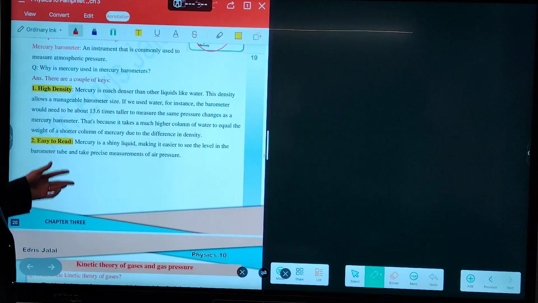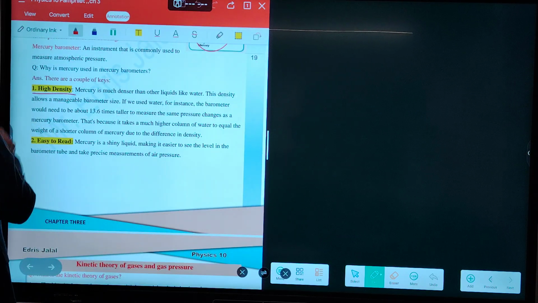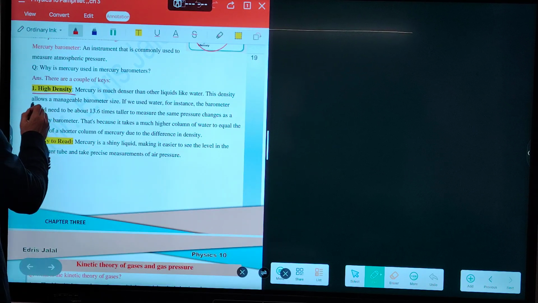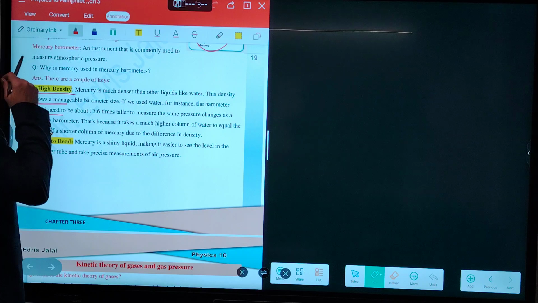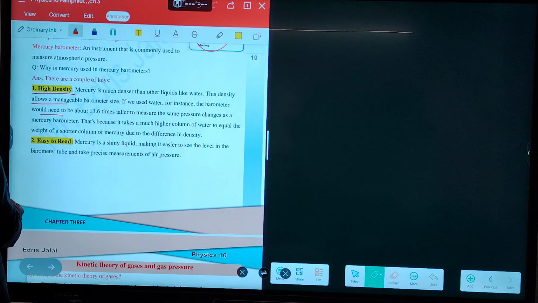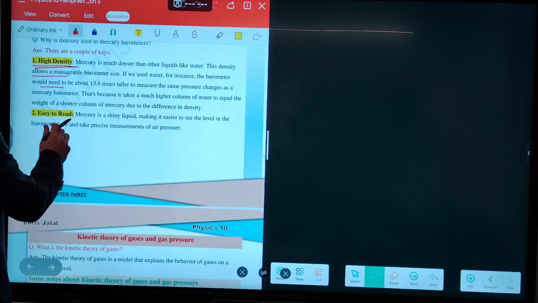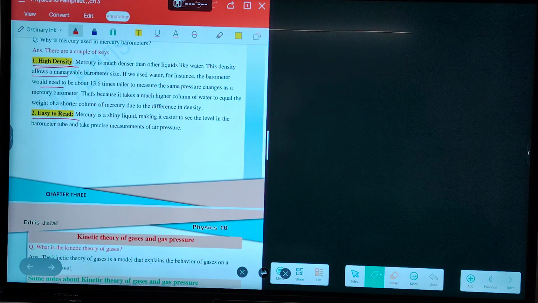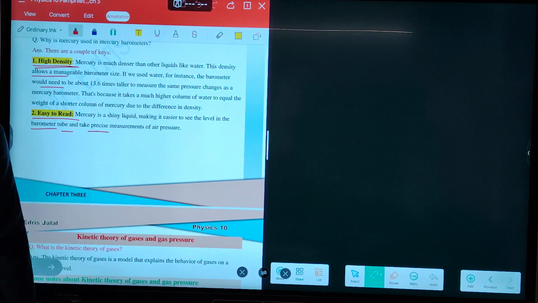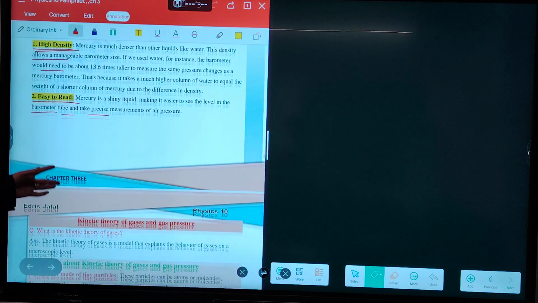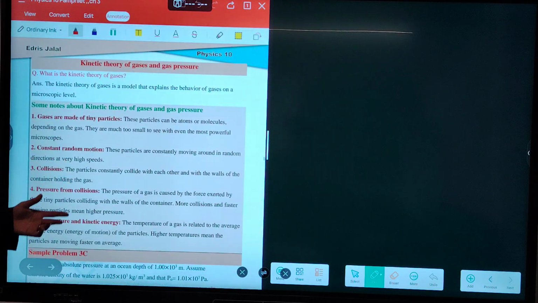Because it has high density. Mercury is much denser than other liquids like water. The density allows a manageable barometer size. If you used water instead, the barometer would need to be about 13.6 times taller to measure the same pressure. So that is why mercury is better than water. Also, it's easy to read. Mercury is a shiny liquid, making it easier to see the level in the barometer tube and take precise measurements of air pressure.